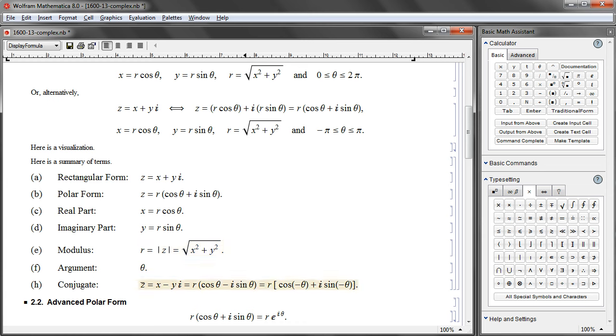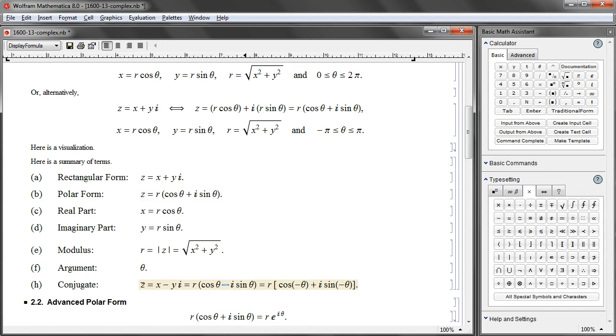Conjugate. And z bar is x minus yi. That is, if I change the sign of the imaginary part, we get the conjugate. Geometrically speaking, we get a point symmetric to the x-axis. So we just flip the given point to the other side of the x-axis. But equivalently, we can write it in polar expression like this: r times cosine of theta minus i sine of theta. That's easy to see. Change of this plus sign from the polar form to this minus.